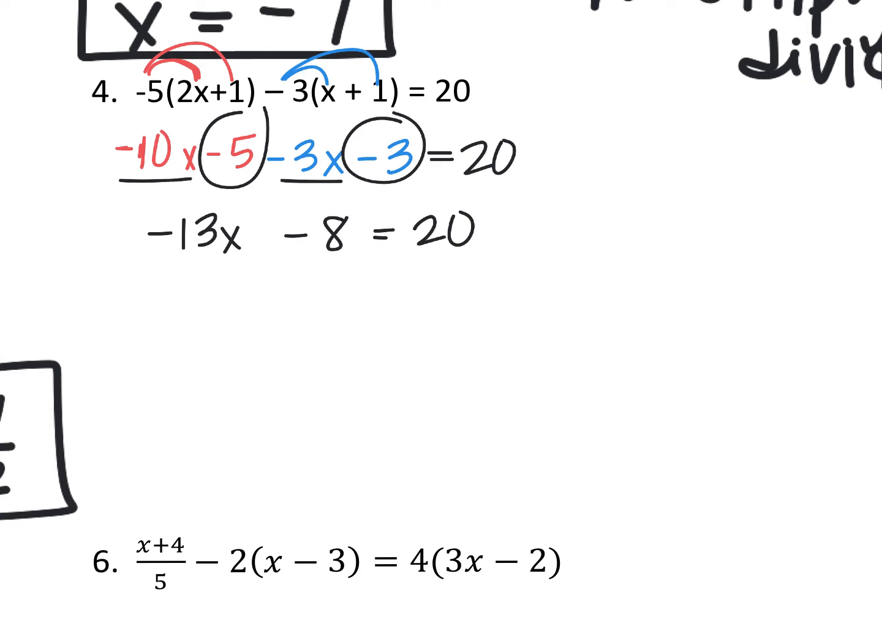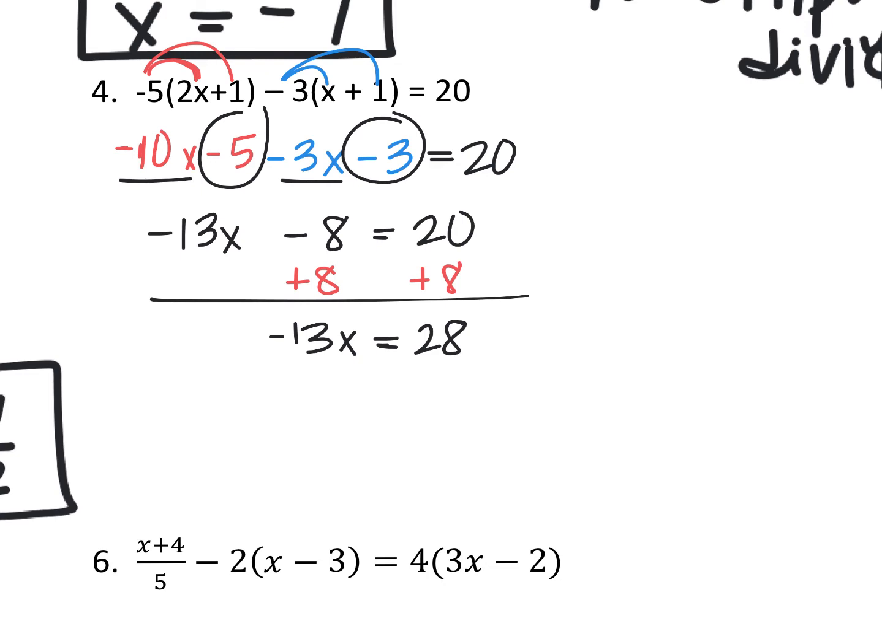Okay, we're going to keep going. Thanks for letting me call on you at random. It's helping me learn your names also. Okay, so Charlie, what should I do next? Yep, add 8. It's being subtracted, so you do the inverse, the opposite. Negative 13x equals 28. And then the last thing I should do, Caitlin, is what?